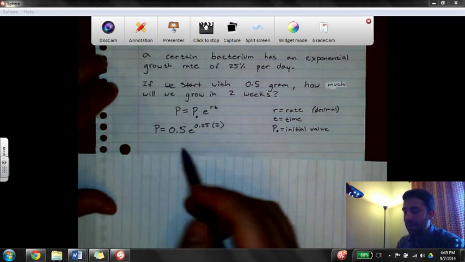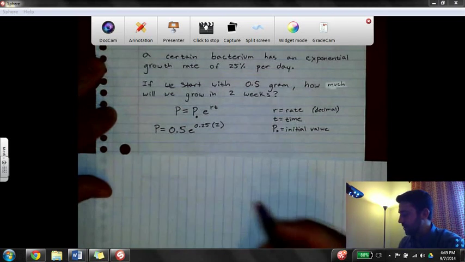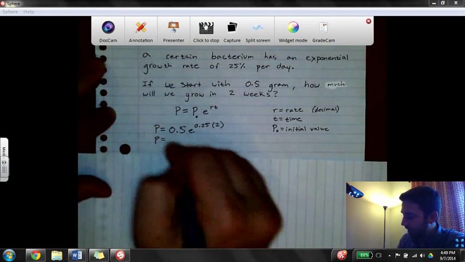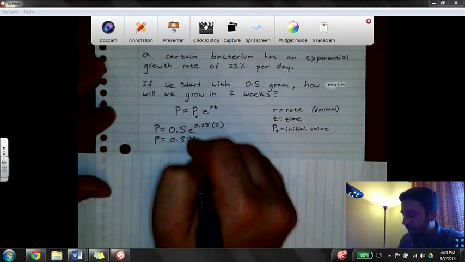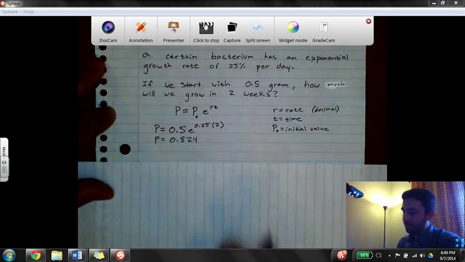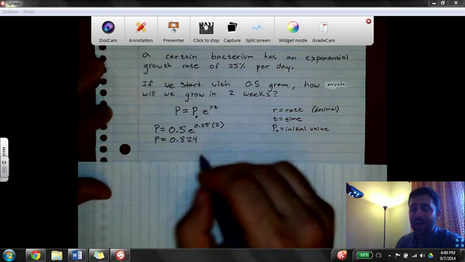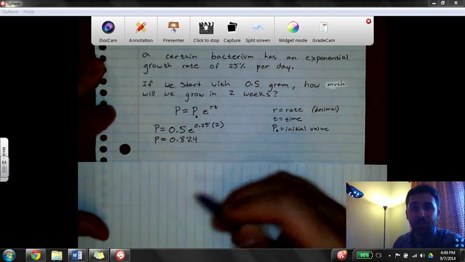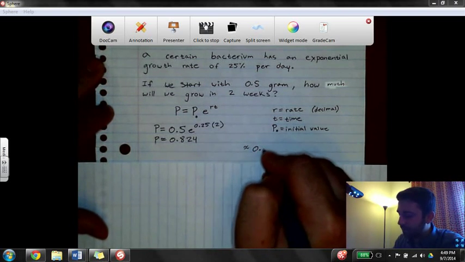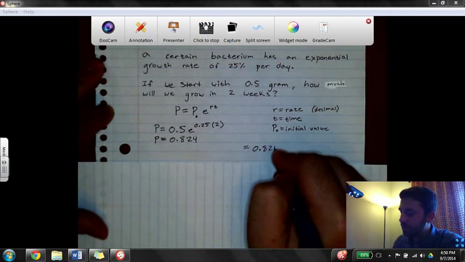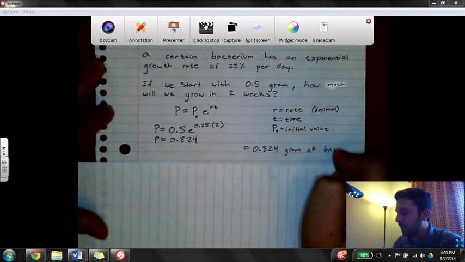And then in the calculator, I plug in this equation and find that the amount after 2 weeks is approximately 0.824. So, I need to put this in context of the problem and reinterpret it: after 2 weeks, I have 0.824 gram of bacterium.